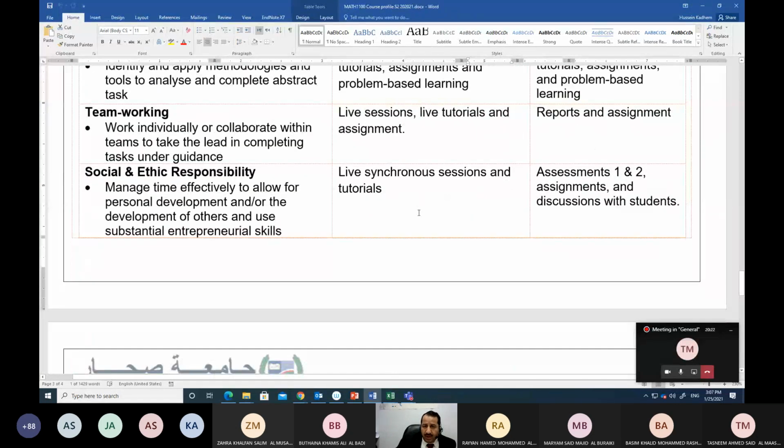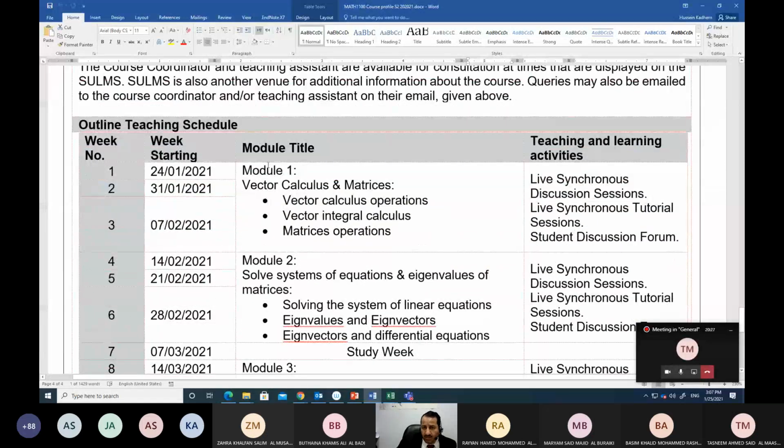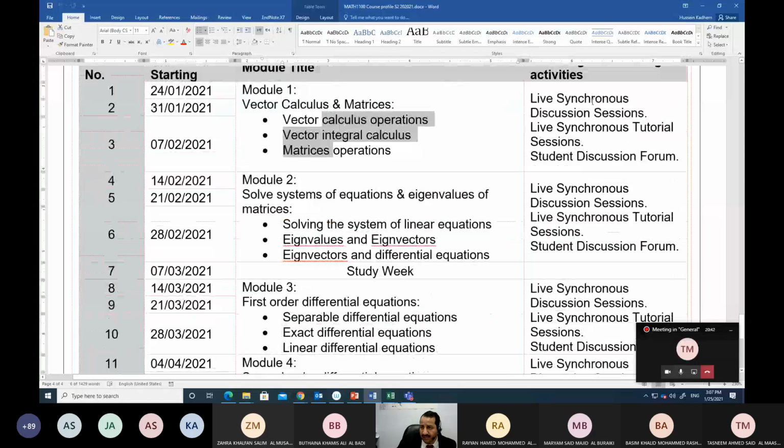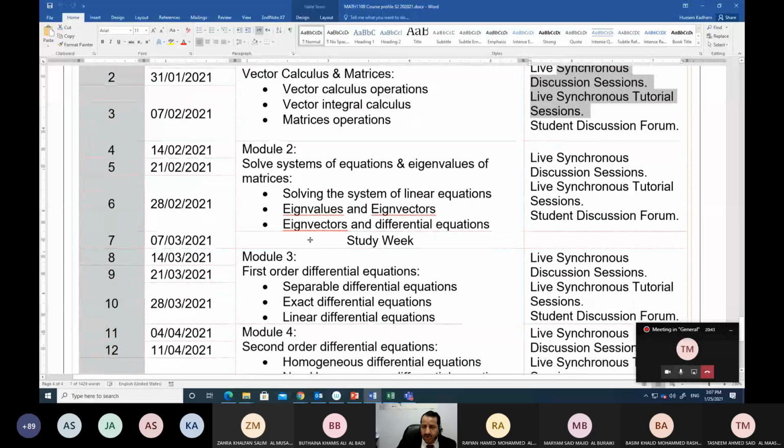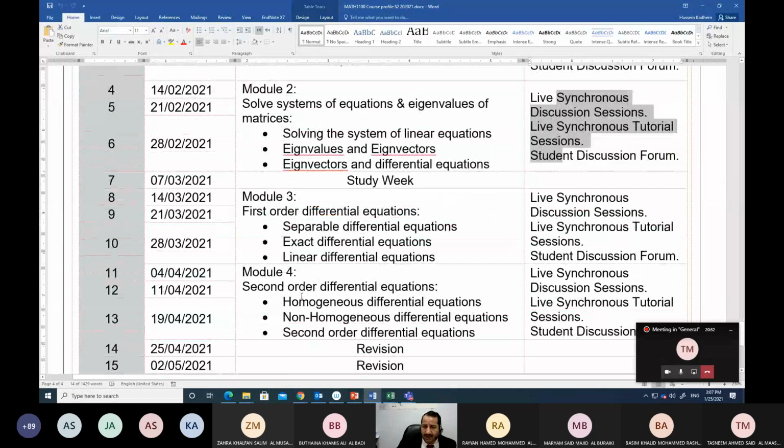Here is more information about teaching and learning methods, and here is our schedule. Module 1, as you can see here, we started this week. 3 weeks for module 1, which is called vector calculus and matrices. These are the topics for each week, and how we will deliver them, the activities. This is module 2. I just mention it, and I will leave you to read this later on, inshallah. And this is our activities.